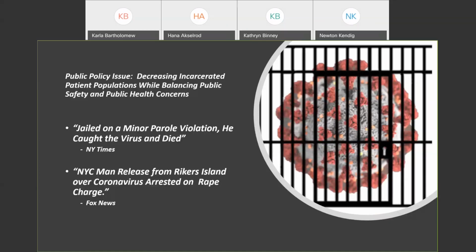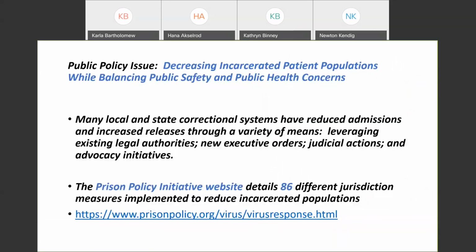So clearly, a key strategy for corrections is to decrease overcrowding and decrease the incarcerated patient population, and doing that while balancing public safety concerns. Two headlines from Rikers, very different. One: minor parole violation, go to jail, patient died of COVID. Second headline: Rikers Island, New York City, man released, arrested on rape charge. So clearly we need to balance releasing patients with public safety, but there has been, I would say, a very positive movement forward by local and state correctional systems to reduce their correctional populations while maintaining public safety as much as possible.